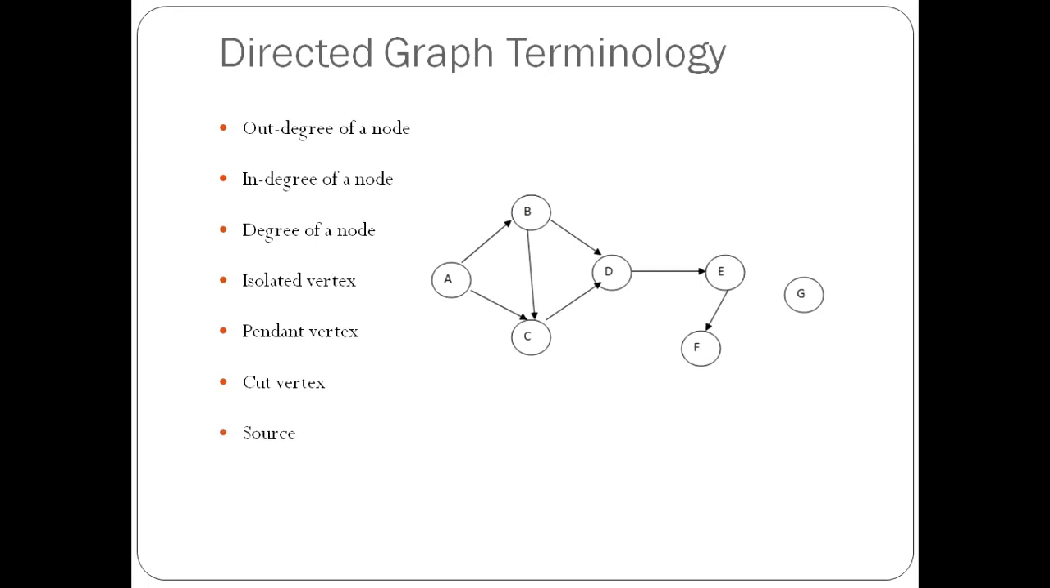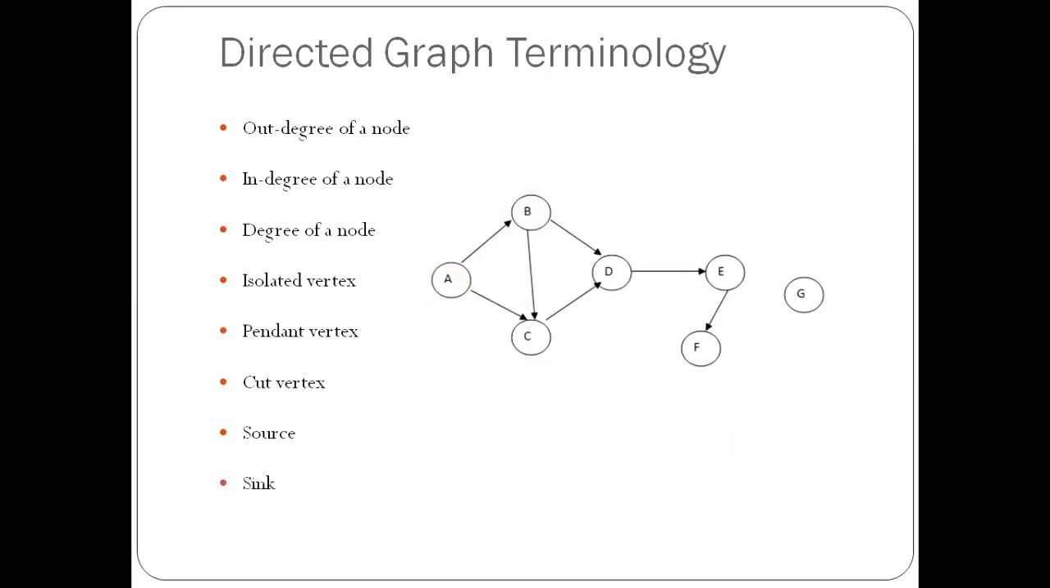The source. A source node is a node having 0 in degree and positive out degree. Positive out degree means the out degree can be 1, 2, 3 and so on. But just remember, for a source node, the in degree of the particular node must be equal to 0. So if we consider the given graph, for node A, the in degree is 0 and the out degree is 2. So node A is considered to be a source vertex.